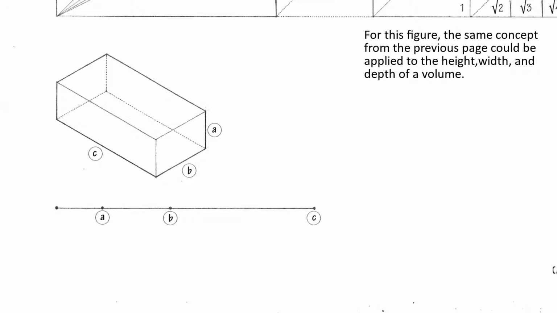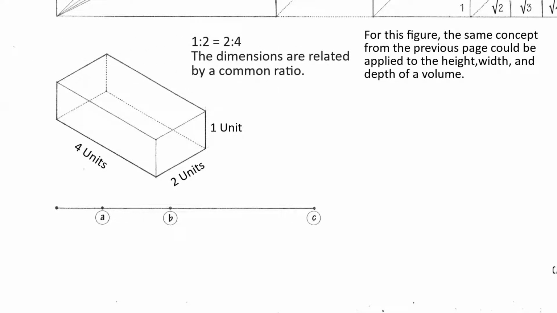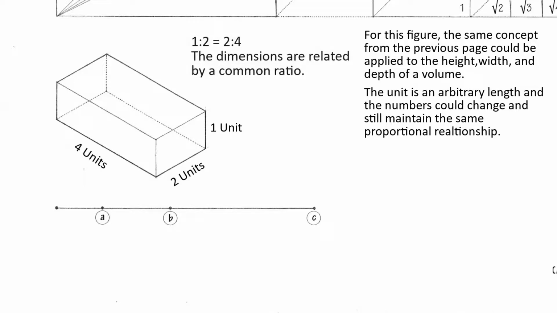For this figure, the same concept from the previous page could be applied to the height, width, and depth of a volume, using the dimensions of 1 unit, 2 units, and 4 units. These have a 1:2 ratio and a 2:4 ratio. The dimensions are related by a common ratio.